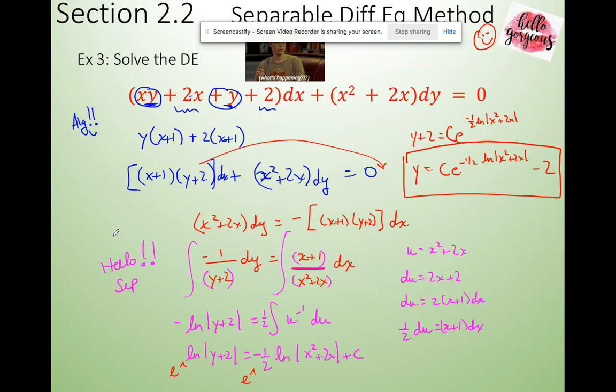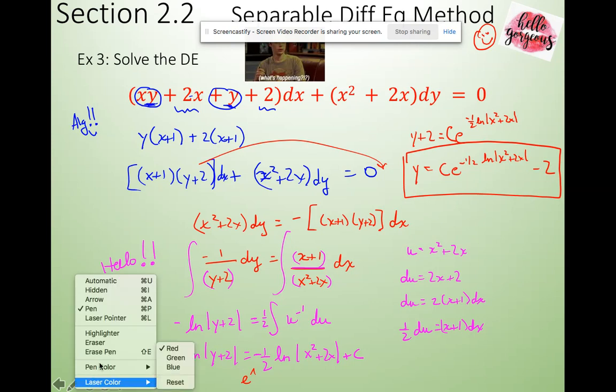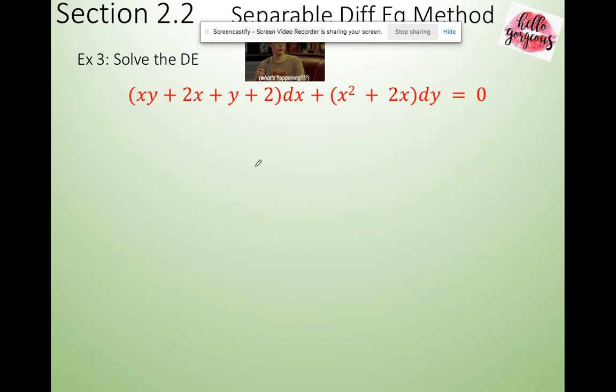And then the next lesson that we're going to do during our live session is going to be trying to get ourselves, we're going to be really happy if we can get here. We're going to do some transformations in order to be able to do separable differential equations.